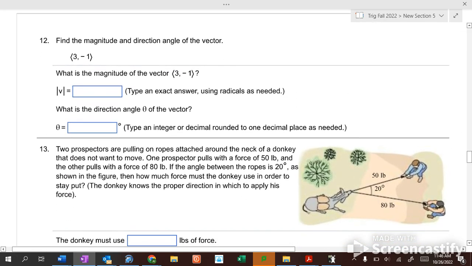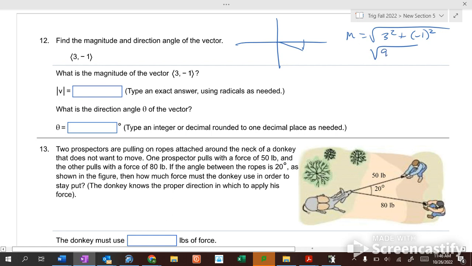Magnitude and direction of a vector. Okay. What quadrant are we in at 3, negative 1? Quadrant 4. We're somewhere over here. All right. For the magnitude equals the square root of 3 squared plus negative 1 squared, which is 9 plus 1, which is the square root of 10. It says type it in a radical form. We leave it as the square root of 10.